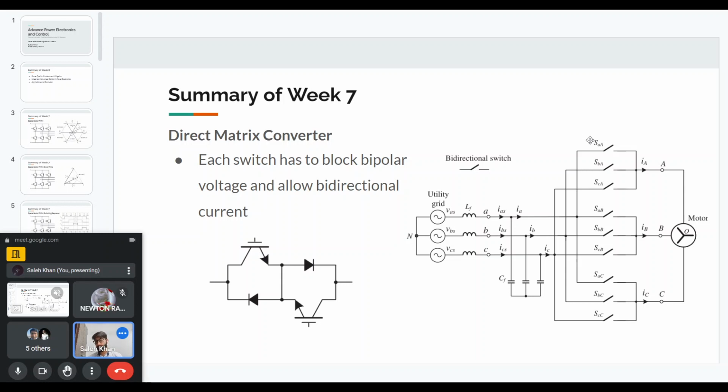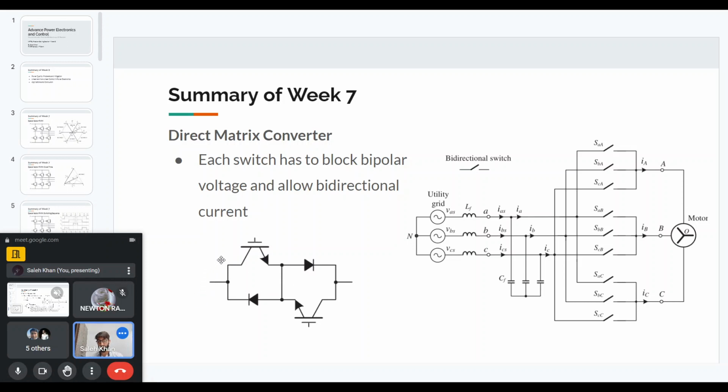They have to block positive as well as negative voltage, and they have to allow positive as well as negative currents. And the most popular configuration for this bidirectional switch is what is shown here. It is an IGBT with an anti-parallel diode connected to another IGBT and anti-parallel diode in common emitter configuration. It can also be a common collector configuration, but here it is shown as common emitter. And in this way, it will block both positive and negative voltage, and the current can be conducted.